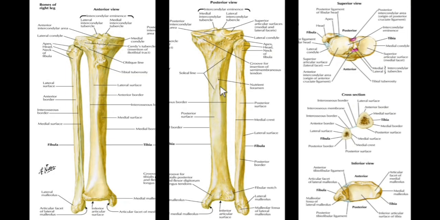Following the border lines, let's identify the surfaces of the tibia. There are three surfaces, which I have already mentioned. Let's identify. The surface that lies between the anterior border and the interosseous border is called the lateral surface. This is the lateral surface. The posterior surface lies between the medial border and interosseous border. The interosseous border is this, and this one is the medial border. This whole area is the posterior surface of the shaft of the tibia.